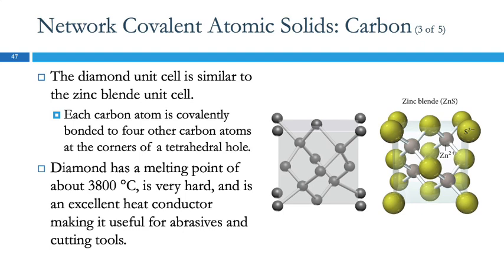Diamond has a melting point of about 3,800 degrees, extremely high. It's very hard. It's an excellent heat conductor, and this makes it really useful for abrasives and cutting tools because it's going to be hard, so it's not going to wear down, but it'll also transfer the heat generated by that friction into the blade so that you don't burn your wood as you're cutting it.